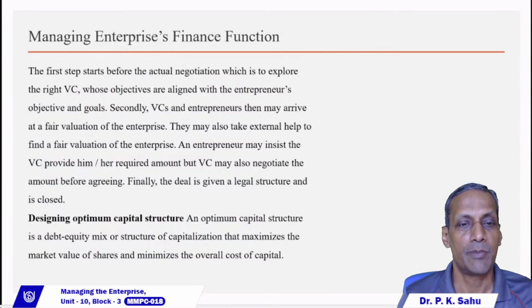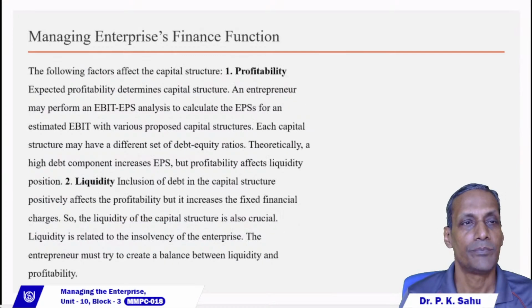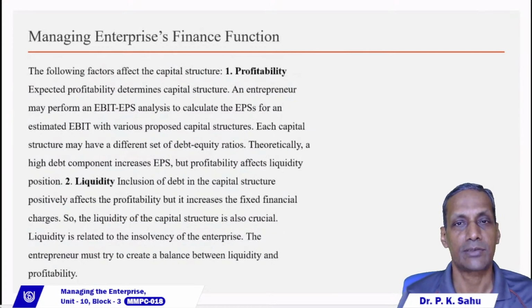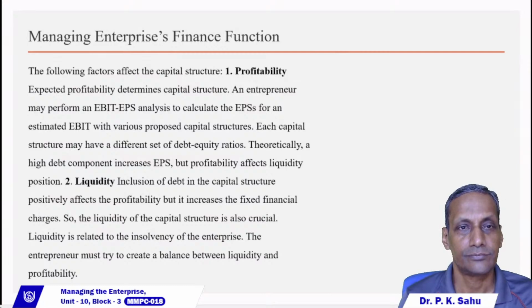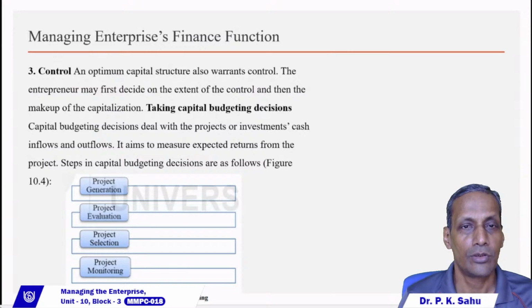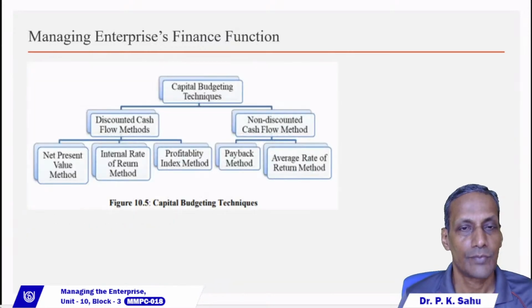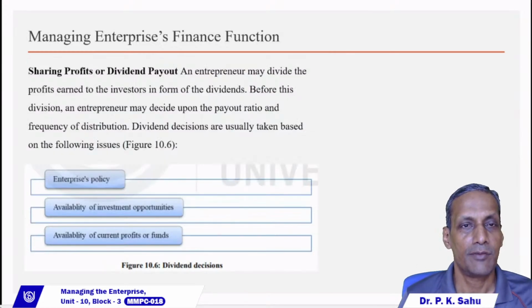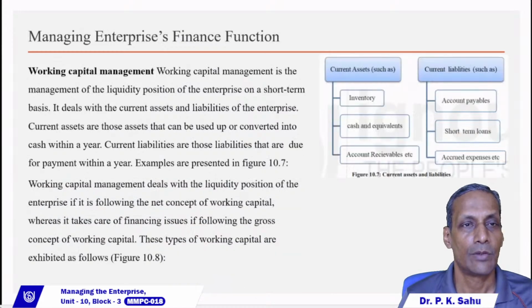Next is designing the optimum capital structure. While managing the finance function, you need to design the optimal capital structure. An optimal capital structure is a debt equity mix, or structure of capitalization, that maximizes the market value of shares and minimizes the overall cost of capital. So the following factors affect the capital structure. What are they? Profitability is one. Liquidity is the second factor. Third is control. Then capital budgeting, sharing profits or dividend payouts, and working capital management.